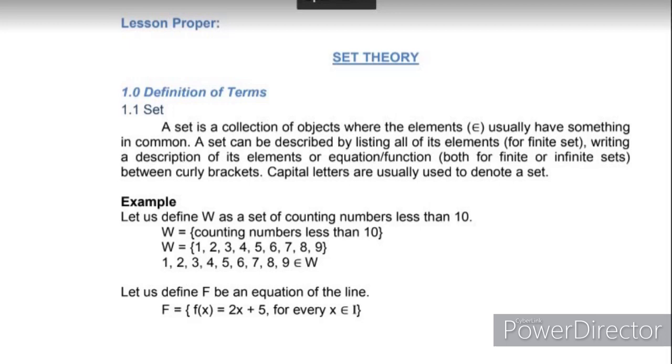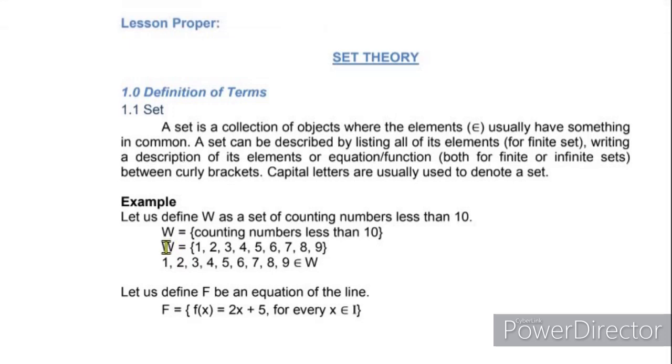So, we will write it as capital letter W is equal to open curly bracket. And now we will list the counting numbers less than 10, which are 1, comma, 2, comma, 3, comma, up to 9. And then we will write a close curly bracket. Okay, so now this example is a finite set because it has a finite set of elements. So we can write 1, 2, 3, 4, 5 up to 9 are elements of set W.